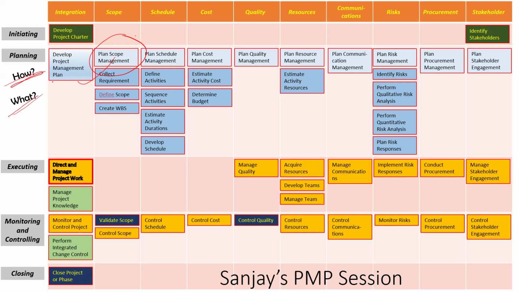creating the baseline. So plan scope management is that process, creating two plans called a scope management plan and requirement management plan. There are not many tools and techniques. We'll probably run through that process very quickly.